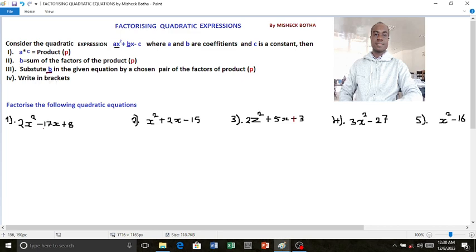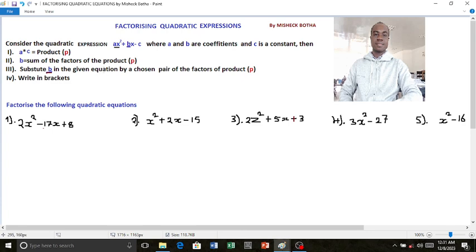And then you need to substitute that b by the pair among the factors of the product p which we have found. A pair, that is, two numbers which when you add will give you back your sum, that is, the value of b in the quadratic expression that you have.